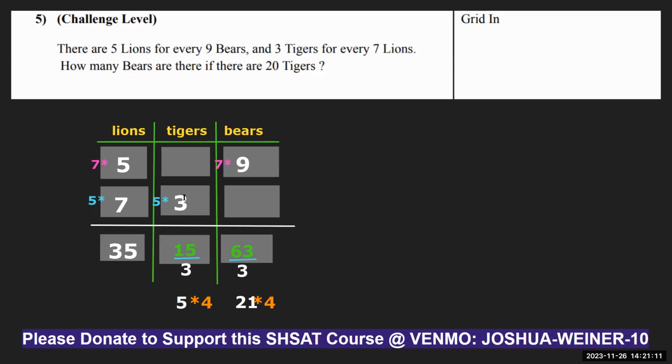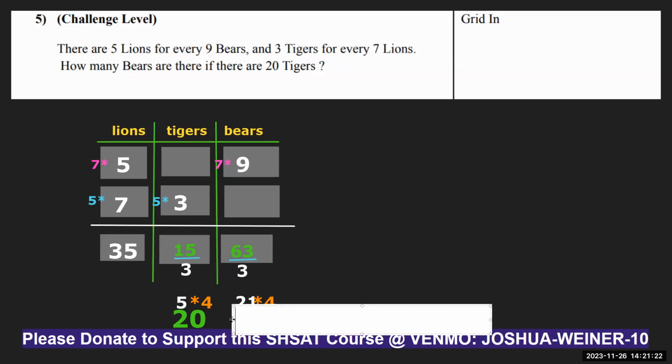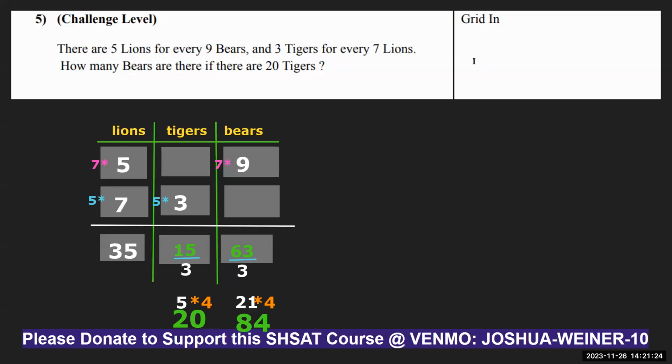So then 5 times 4 is 20. And the correct answer was, for every 20 tigers, there were 84 bears. The correct answer was 84. The end. That was question 5. Doesn't work out so well for the lions because the lions aren't divisible by 3. All right, but the tigers and bears, very good. Okay.